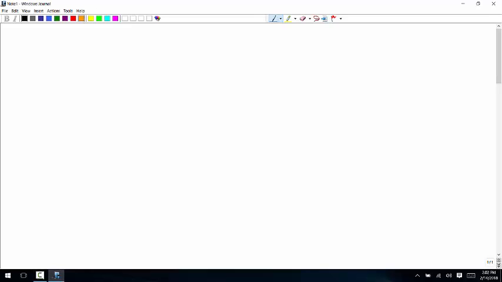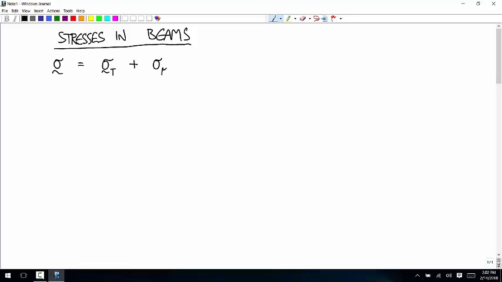So what we're talking about now is stresses and beams. And the stress tensor is equal to the stress due to tension or compression, plus the stress due to bending moment, plus the stress due to shear force, plus the stress due to torque. And so we're just going to go through these one by one.